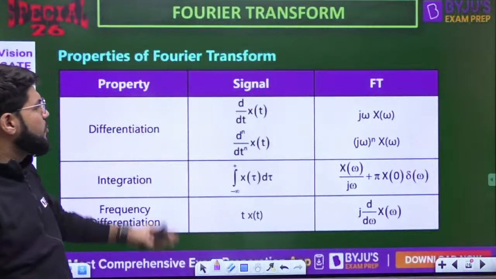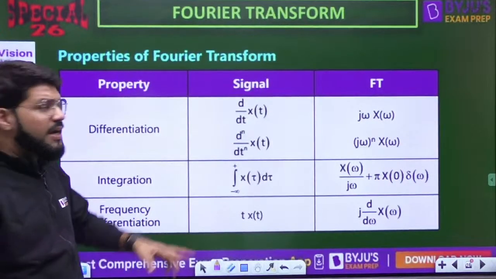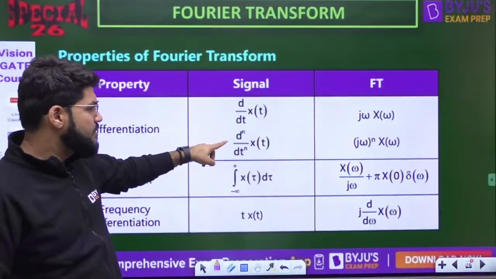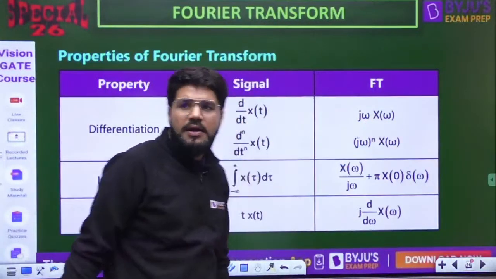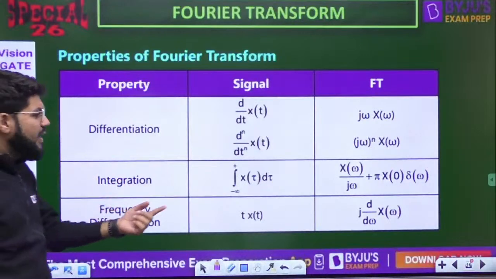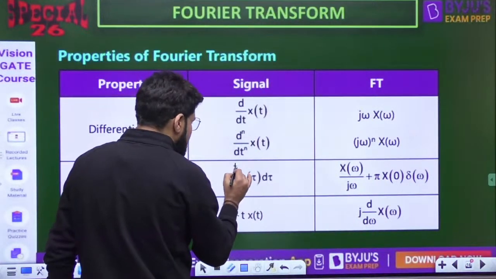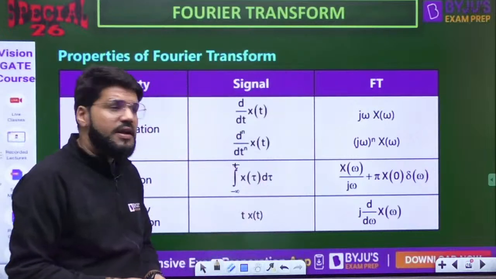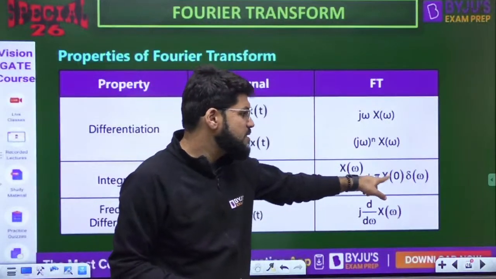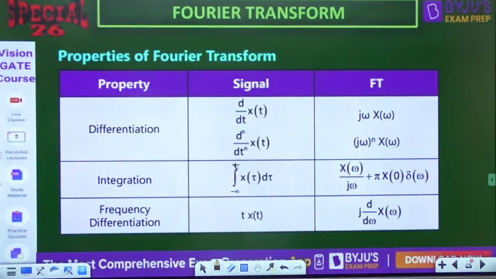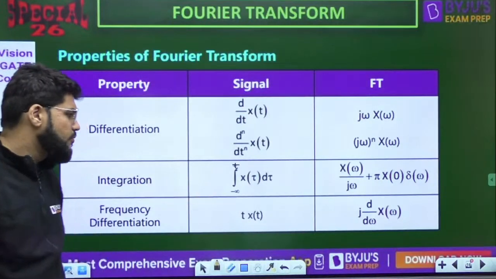Similarly, you will be facing the differentiation property: d by dt of x(t) has the Fourier transform j omega X(omega). If you differentiate n times, it is (j omega)^n X(omega). Coming to the integration property, the integral from minus infinity to t of x(tau) d tau will have the Fourier transform X(omega) by j omega plus pi X(0) delta omega. From here, we calculate the Fourier transform of the unit step.